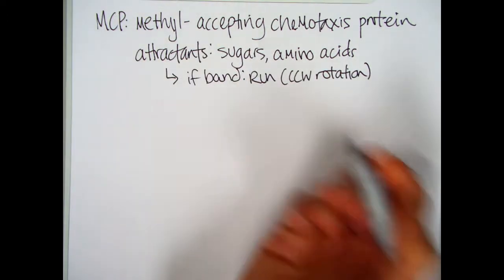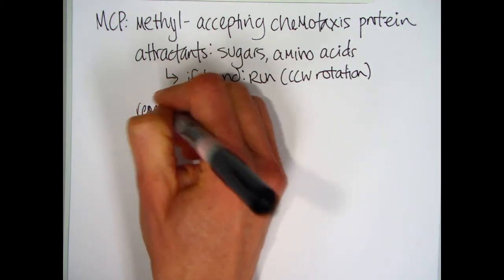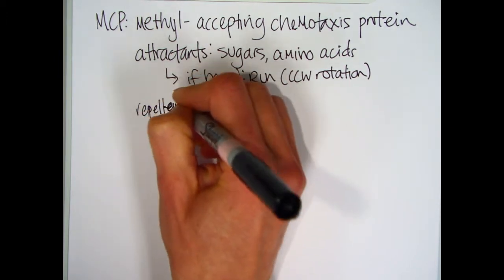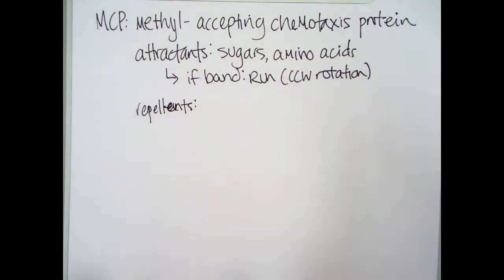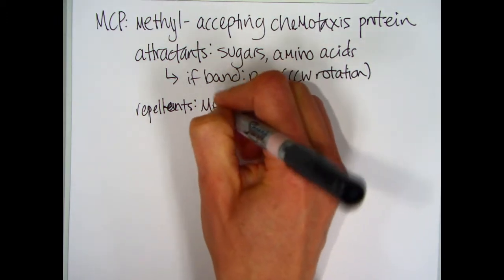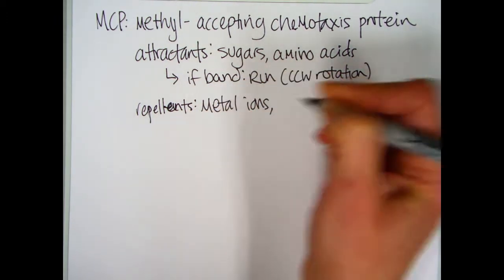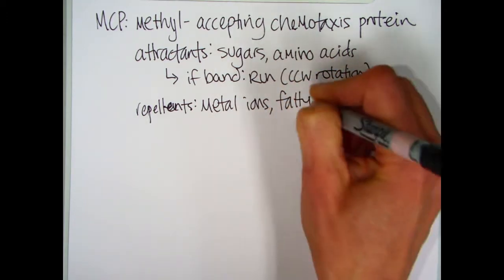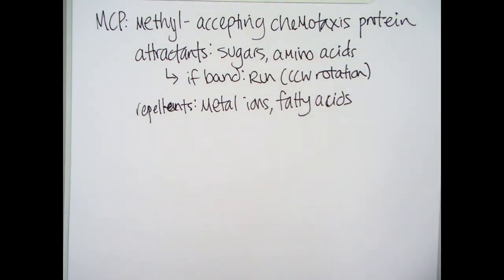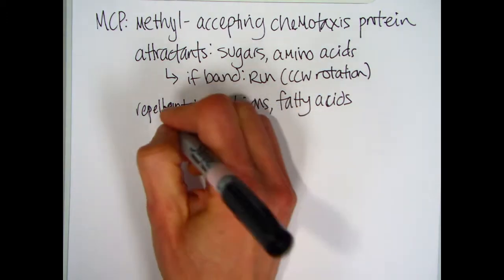The MCP can also bind repellents. Repellents are toxic things or compounds that may be warning signals for the cell. So repellents include metal ions, like heavy metal ions, or fatty acids. Because some fatty acids are antibacterial, other fatty acids are warning signals. And so if the MCP binds a metal ion or a fatty acid, the cell wants to move away from that spot as soon as possible.